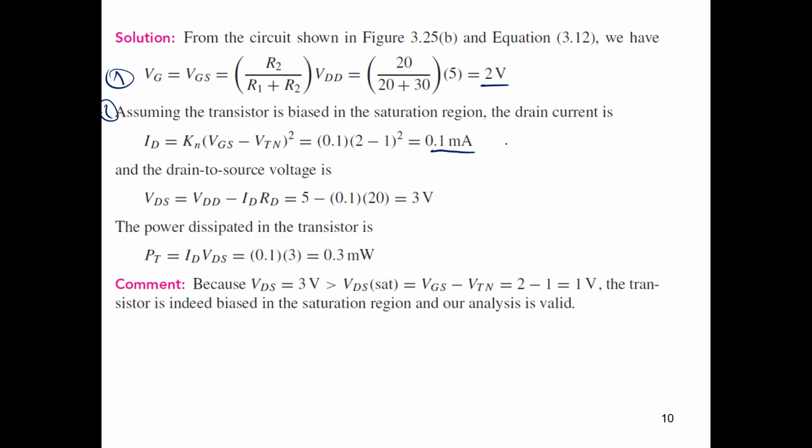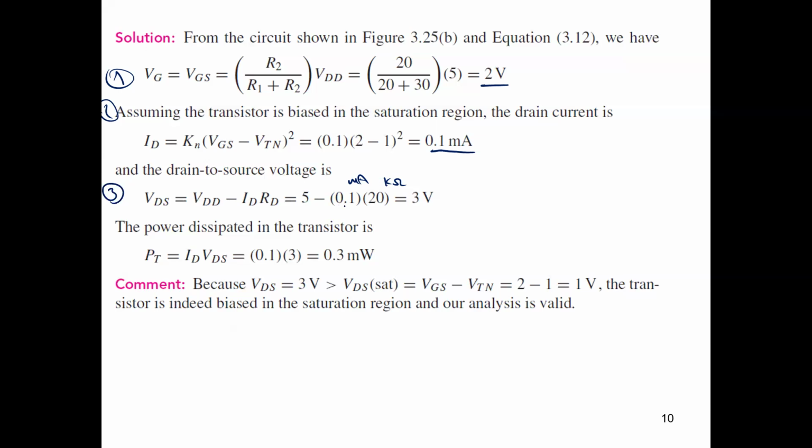Circuit relation means using Kirchhoff's voltage law of our circuit, which is the third step. The third step here is calculating VDS from the circuit. So VDS is nothing but VDD minus ID times RD: 5 minus 0.1 milliampere times 20 kilo ohm. Milliampere times kilo ohm, sorry, not kilovolt, kilo ohm. Milli times kilo will be cancelled together. So 10 to the power minus 3 times 10 to the power 3 will be 1.